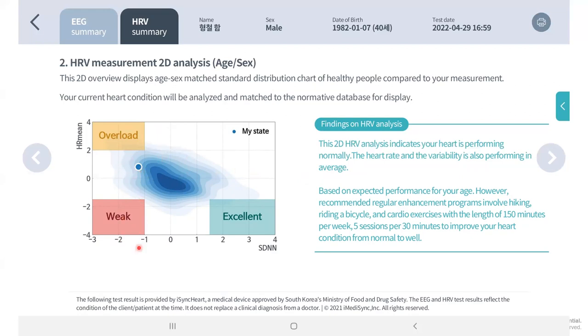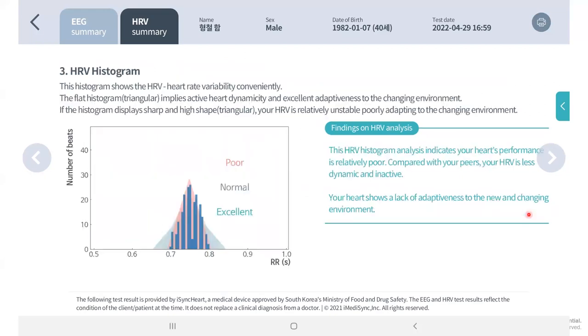The SDNN minus one standard score is usually very low compared to the norm, and heart rate is a bit faster compared to the norm. So close to the overload. And HRV spectrum is usually very healthy. The pattern is very, tachogram is very wide in the blue area, but in the red area, histogram is very sharp. The HRV distribution is within the red area. It usually reflects the poor autonomic resilience and balance. In this case, the HRV is kind of poor.